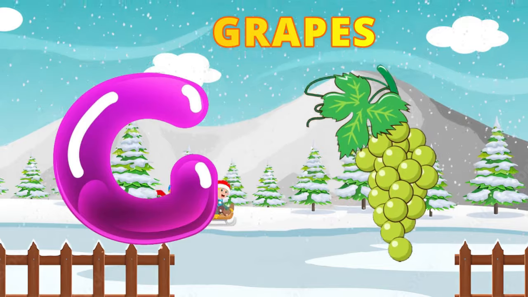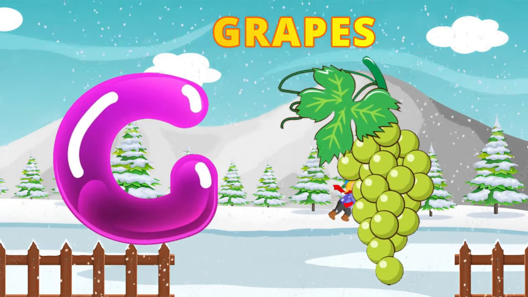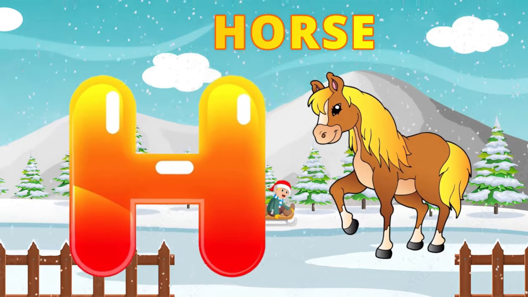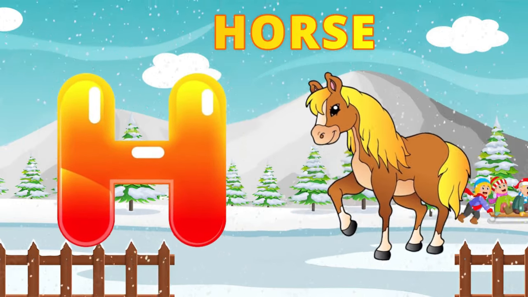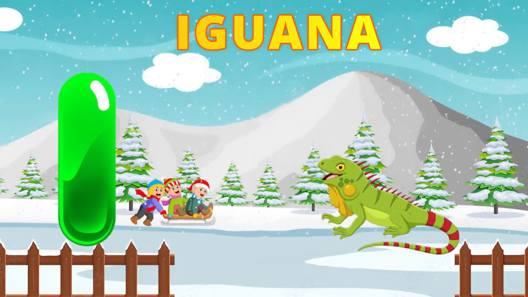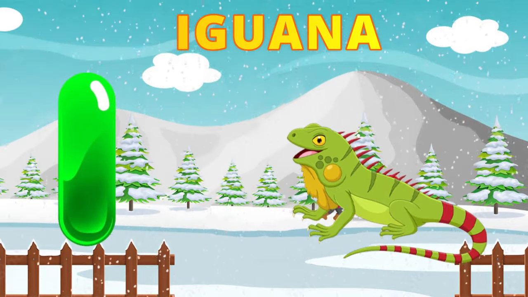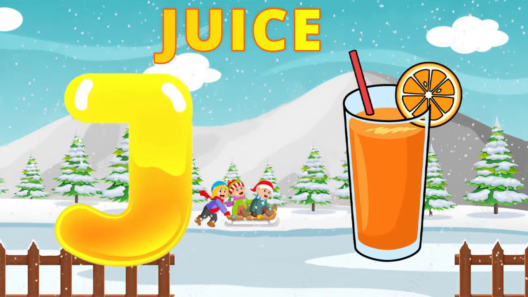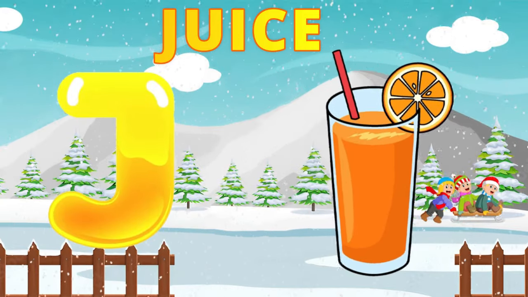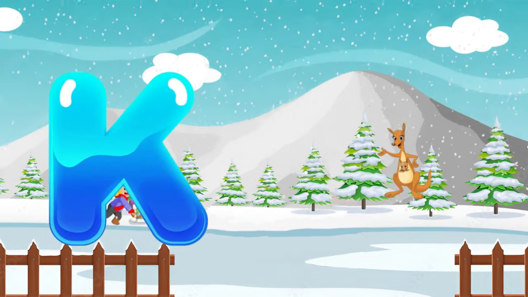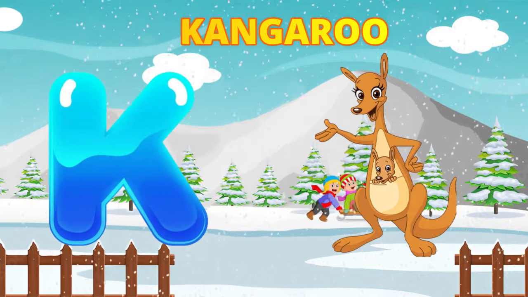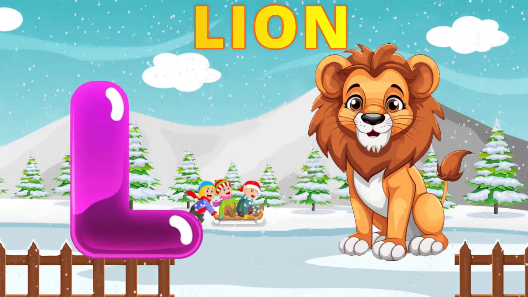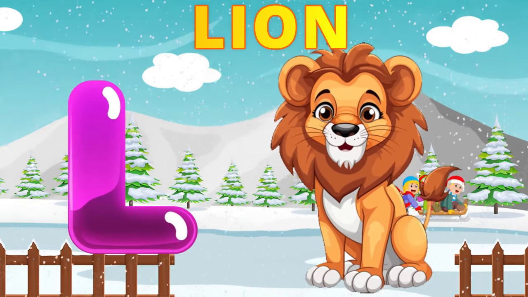G, grapes. G for grapes. H, horse. H for horse. I, iguana. I for iguana. J, juice. J for juice. K, kangaroo. K for kangaroo. L, lion. L for lion.